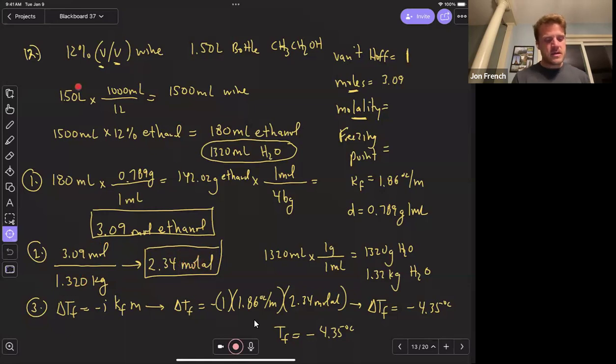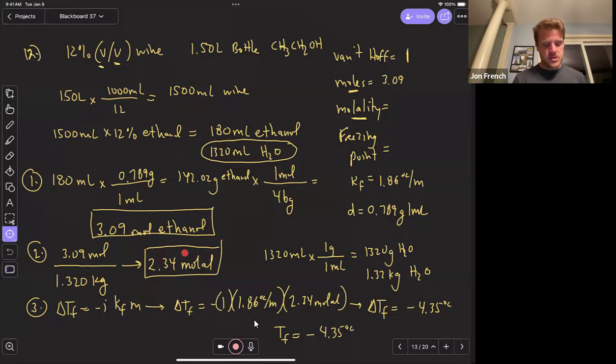Many of you are using the total solution when you're trying to find molality, and that's not correct. We want to just find molality using just the solvent. Molarity uses the total volume of the solution. So there is our third question.